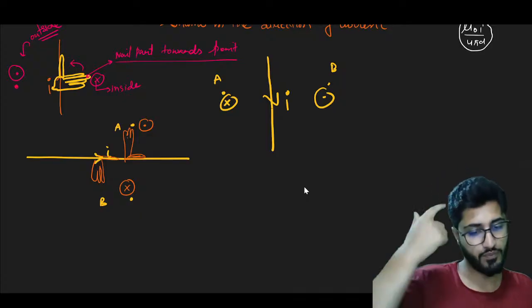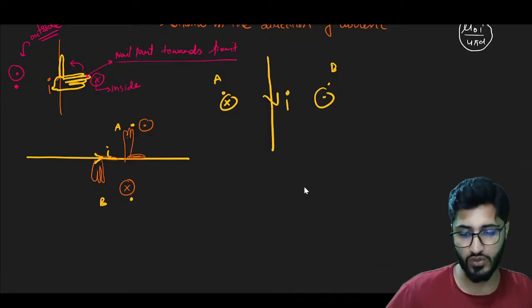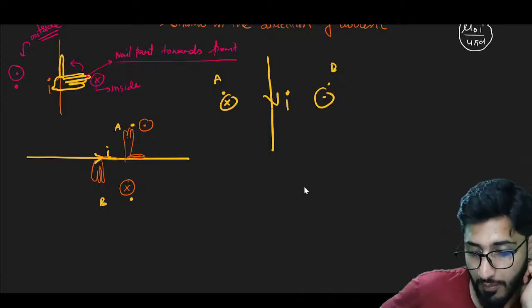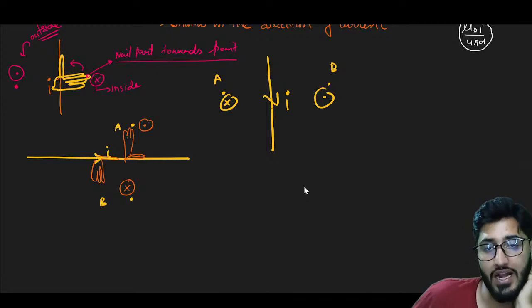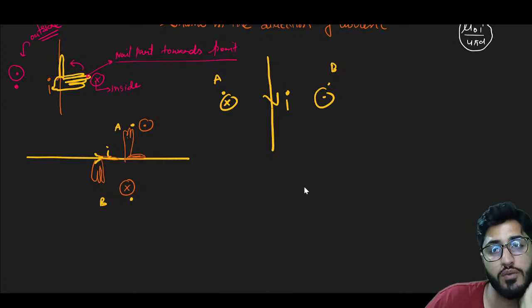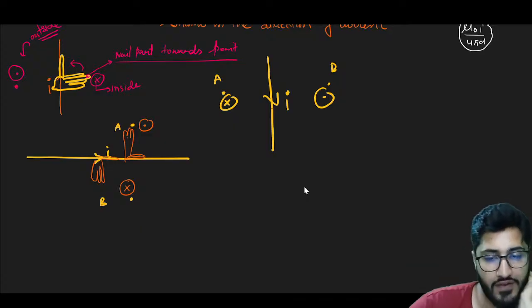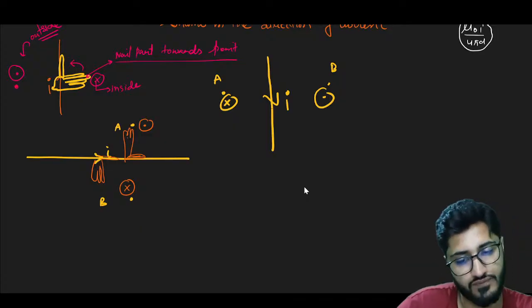Done? So by doing this, we concluded how to find the direction of magnetic field, and how to find the magnitude plus direction of magnetic field at any particular point. If you have any confusion, you can let me know. Any confusion now?